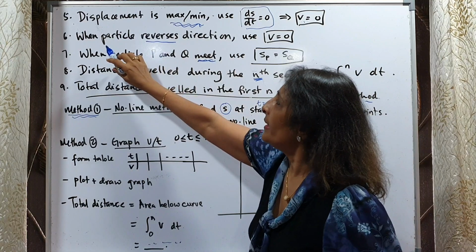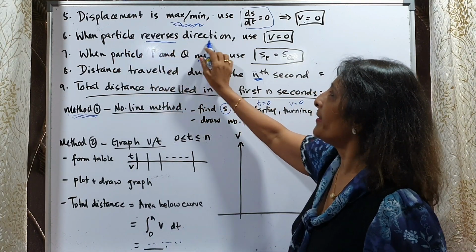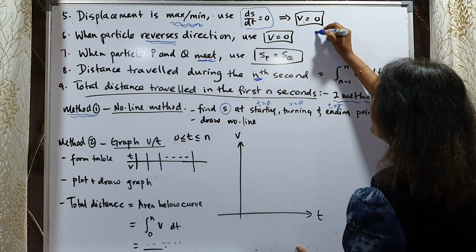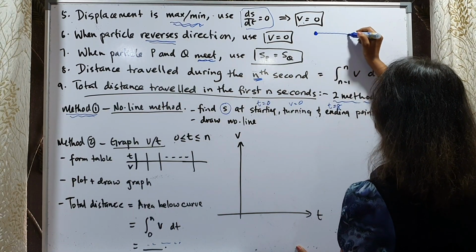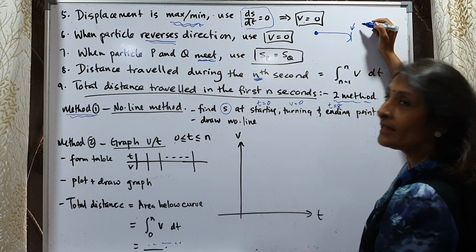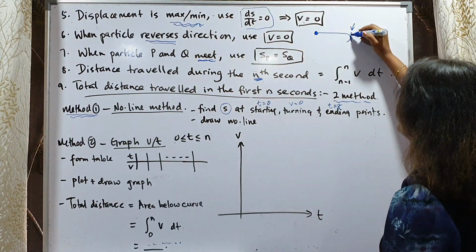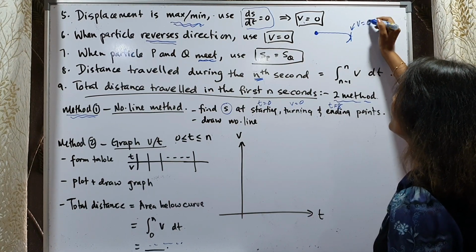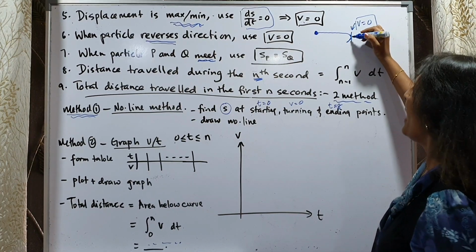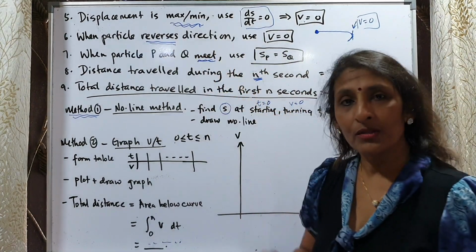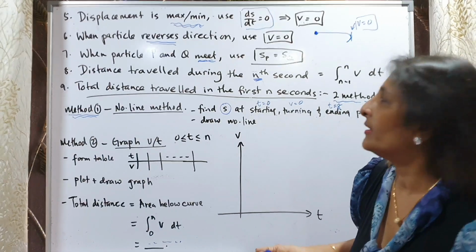Then number 6, when the particle reverses direction. When you see the words reverses direction, what happens is a particle is moving and then it turns. At this instantaneous second, when it's turning, it will stop and turn. So you can use v equals 0 here also because it stops at that instant. So when you see the word reverses, you can use v equals 0 to solve the question.